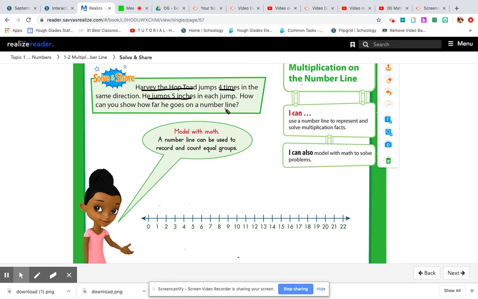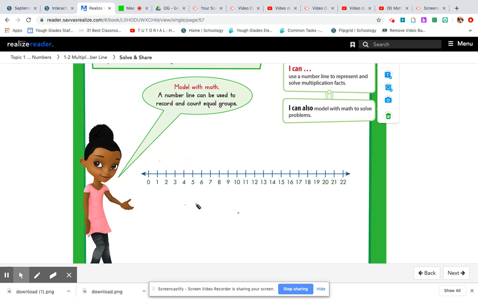So I want you to think of the jumps as groups, just like we said, 4 groups of. This is 4 jumps of 5. It's the same as if we said 4 groups of 5. Sounds familiar, right? So I need to show 4 jumps like I would show 4 groups, and I need to show that on my number line here. So I'm going to start at 0.